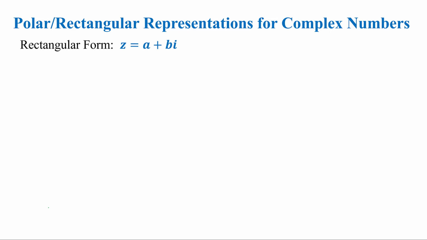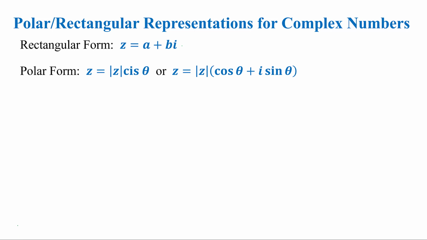We're looking at polar and rectangular representations for complex numbers now. The rectangular form of a complex number is z equals a plus bi. If we want the polar form, we have z equals modulus of z cis theta, or z equals modulus of z times cosine theta plus i sine theta. What cis means is basically cosine theta plus i sine theta.